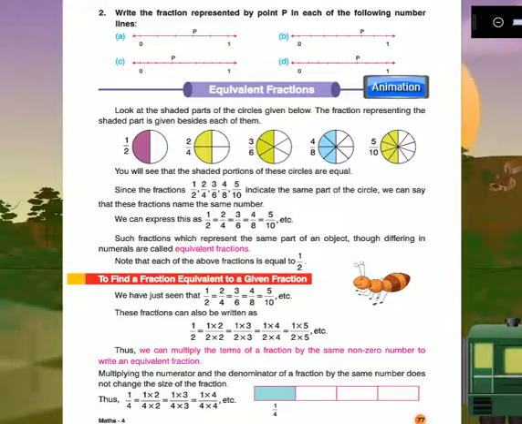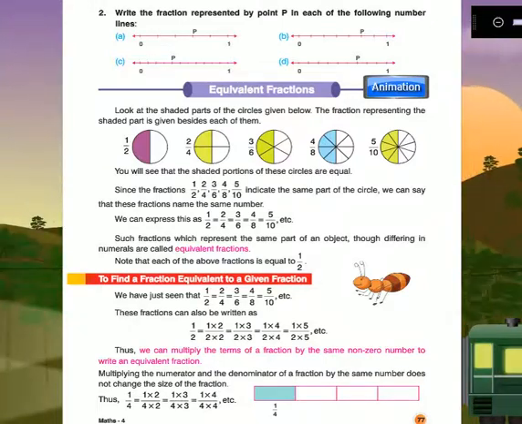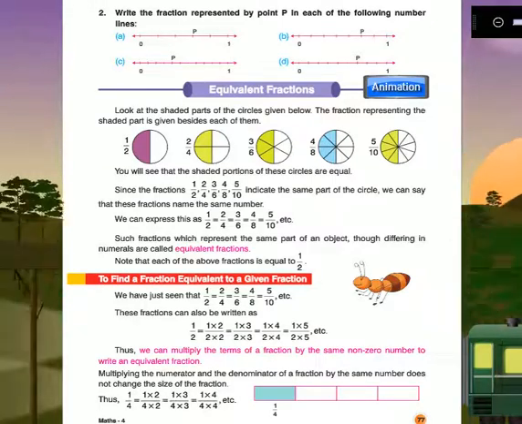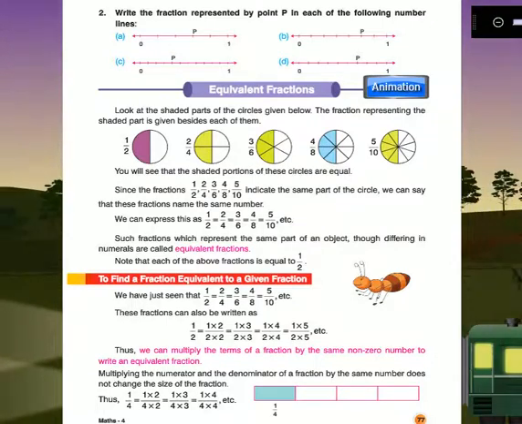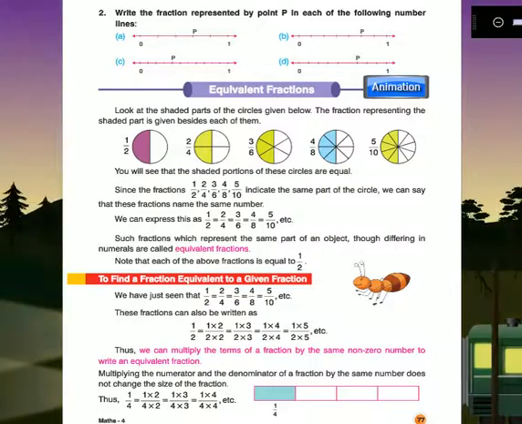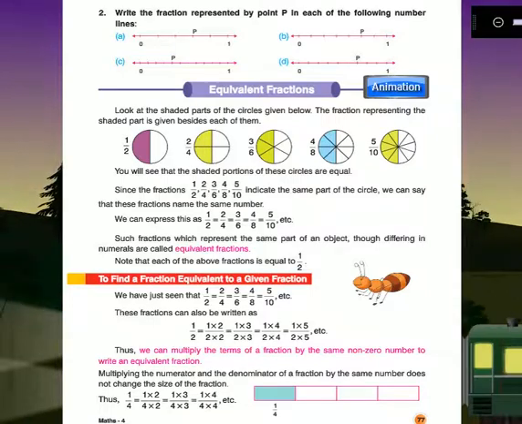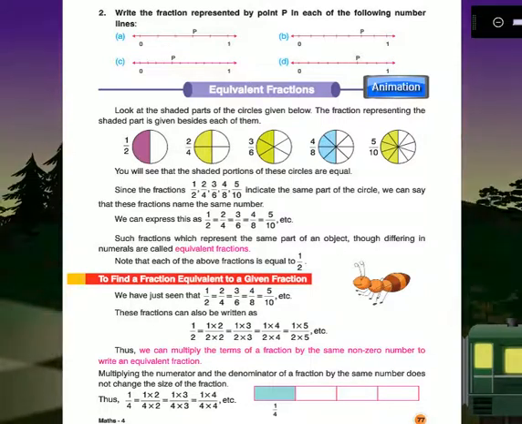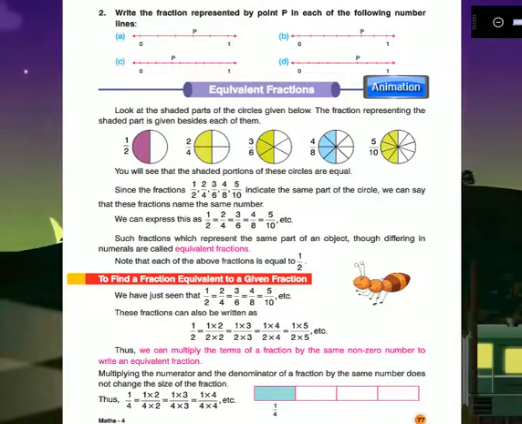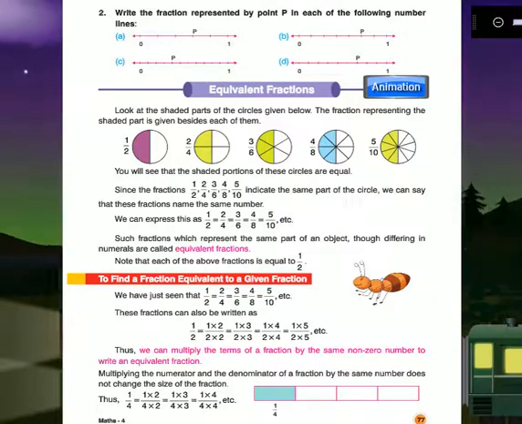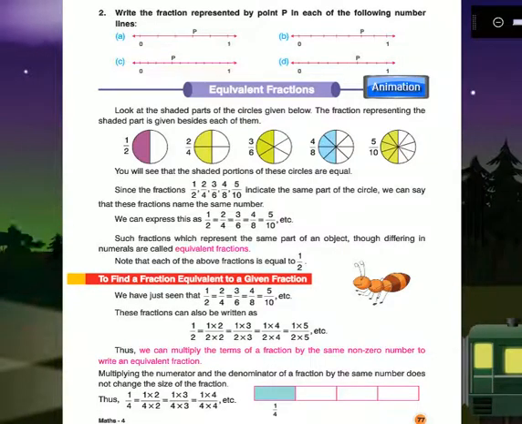Multiplying the numerator and the denominator of a fraction by the same number does not change the size of the fraction. Thus, 1 by 4 is equal to 1 into 2 by 4 into 2, which is equal to 1 into 3 by 4 into 3, that is equal to 1 into 4 by 4 into 4, etc.